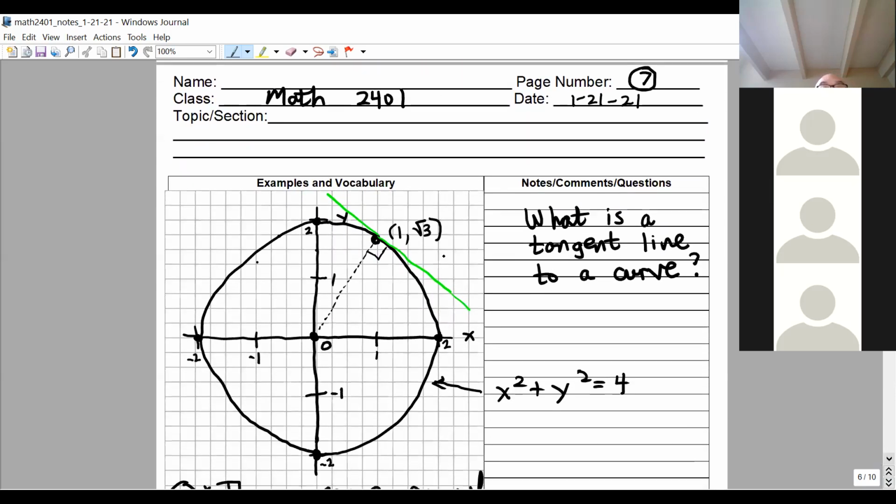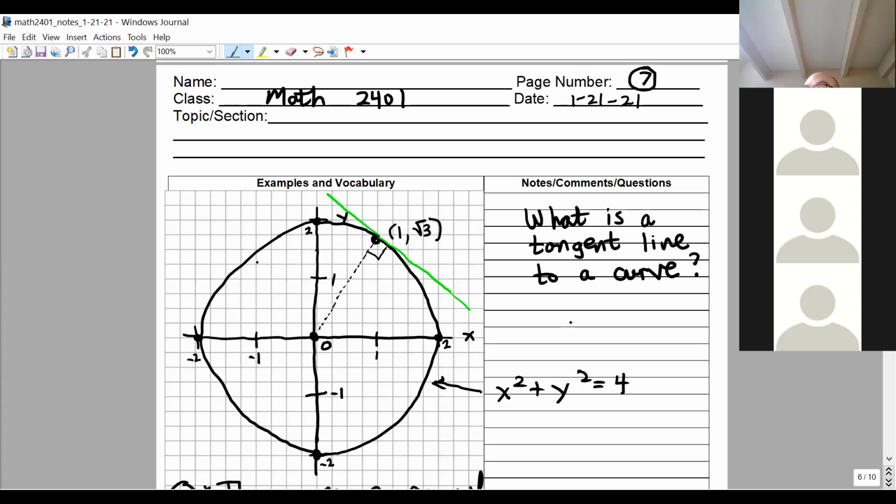Okay, in this case, our curve is a circle, and I claim that at that particular point on the circle, here's what the tangent line would look like. So I think if we zoom in at this particular point on the circle, the tangent line would have this shape, okay?